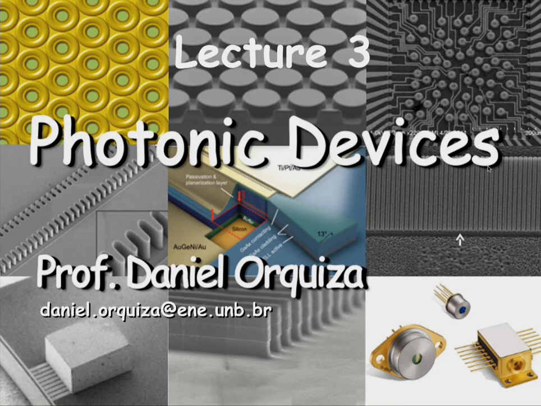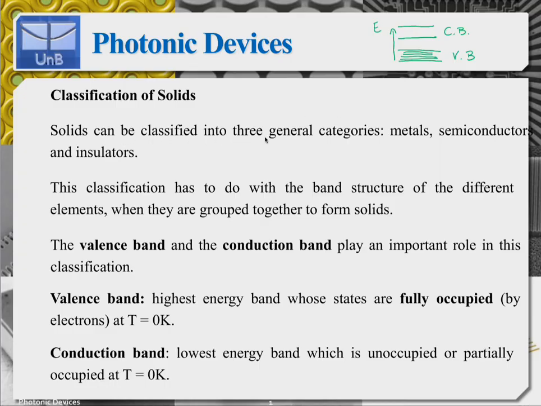In this lecture, we're going to talk about the classification of solids into metals, insulators, and semiconductors. And we are also going to introduce the band structure, which is a graph of the energy as a function of wave vector k. So solids can be classified into three general categories: metals, semiconductors, and insulators. And this is going to depend on the band diagram or the band structure of these types of solids.